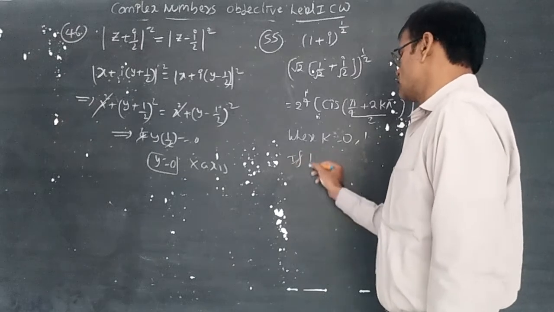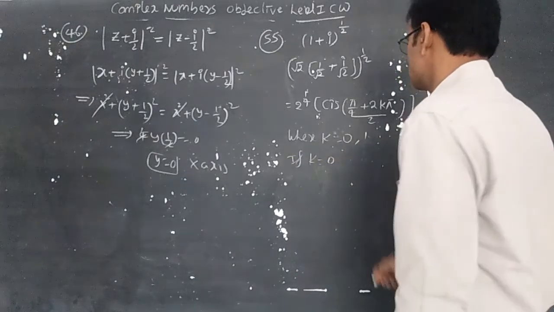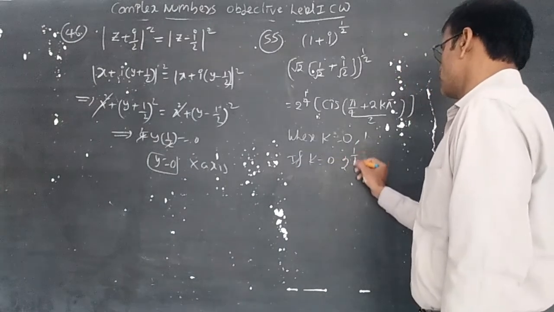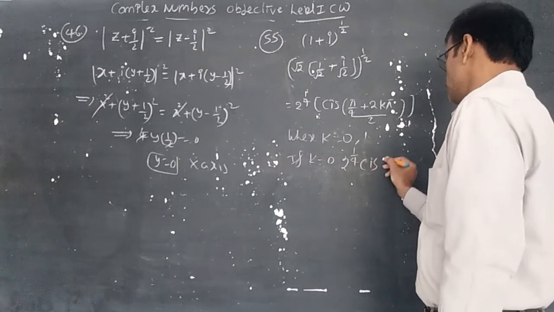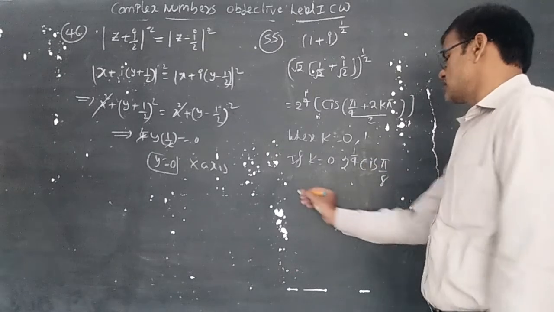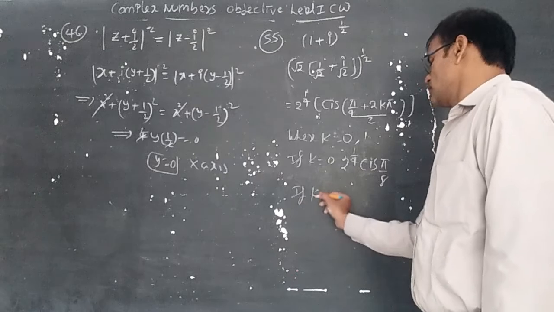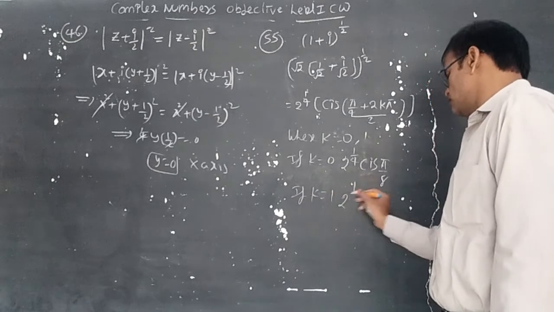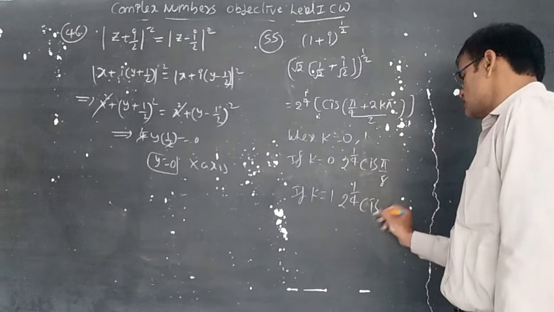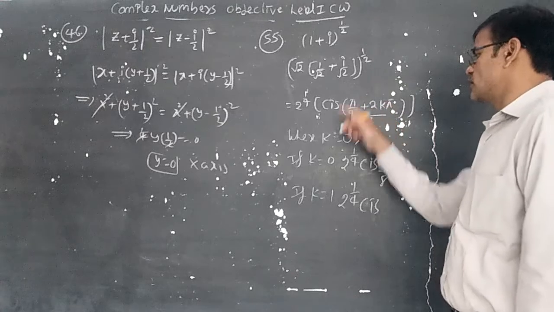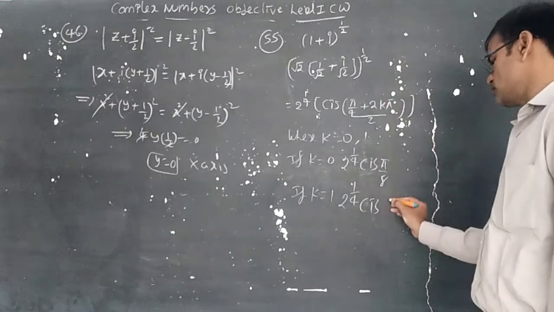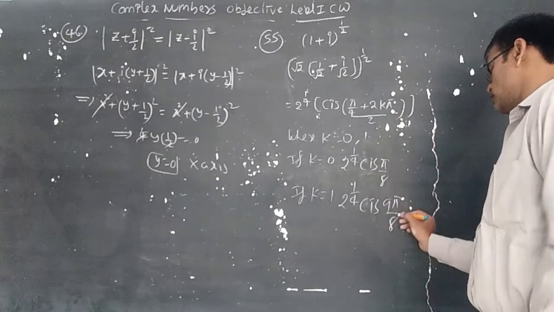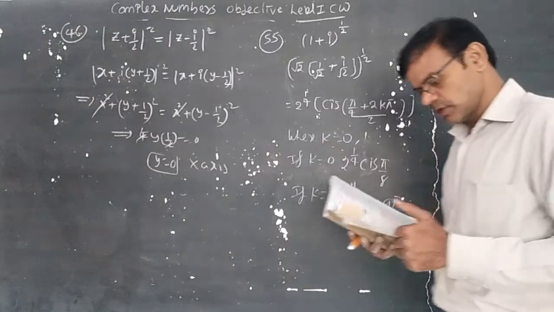If k is equal to 0, you substitute k is equal to 0, so it becomes 2 power 1 by 4, cis of pi by 8. If k is equal to 1, you can substitute 2 power 1 into cis of, here 4 to 8, 8 plus 1, 9 pi by 8. So 2 power 1 by 4, cis of 9 pi by 8.